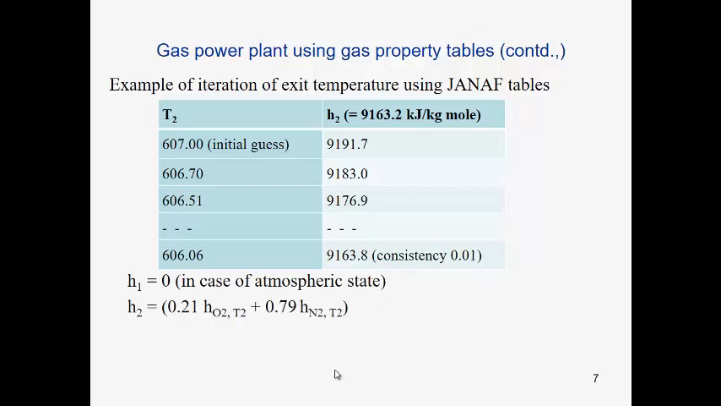So H1, H2 is determined from the following equation, that is 0.21 of the enthalpy of oxygen and 0.79 of the enthalpy of nitrogen. These enthalpies are obtained from the tables. Again, with the tables it is required to do the iteration because the temperatures given in tables are round figures, that is 600 Kelvin, 700 Kelvin, and so on.